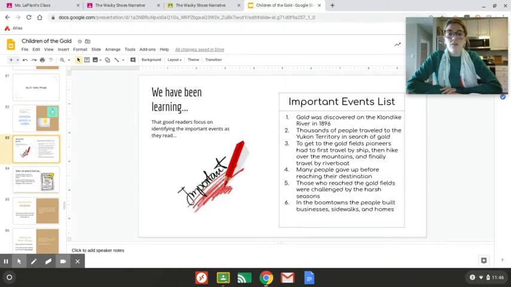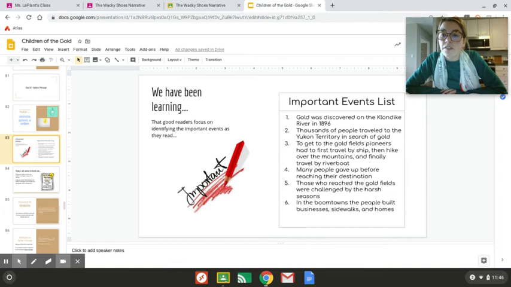We've been learning that good readers focus on identifying the important events as they read. So we're still focusing just in the introduction, and we created this important list during lesson 9. And that's going to help us identify the author's message by looking at these important events. So let's just review the important events list quickly, and then we'll move on.